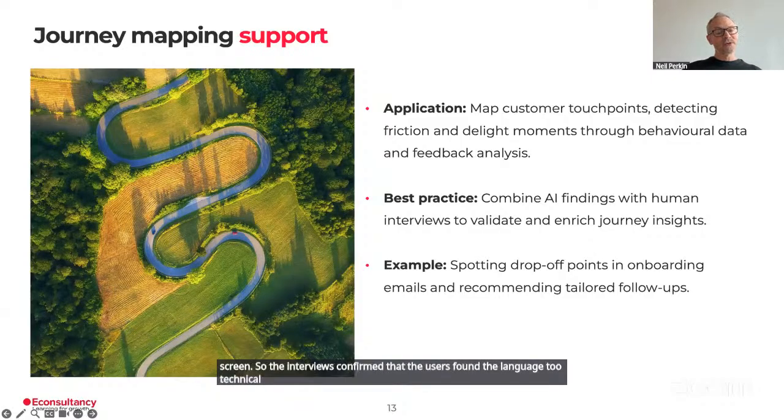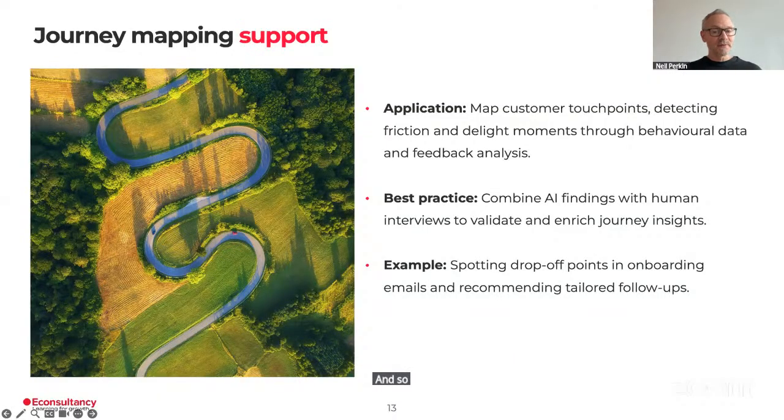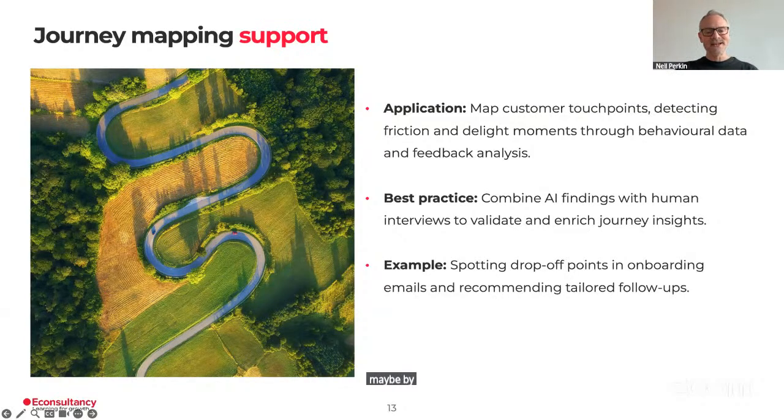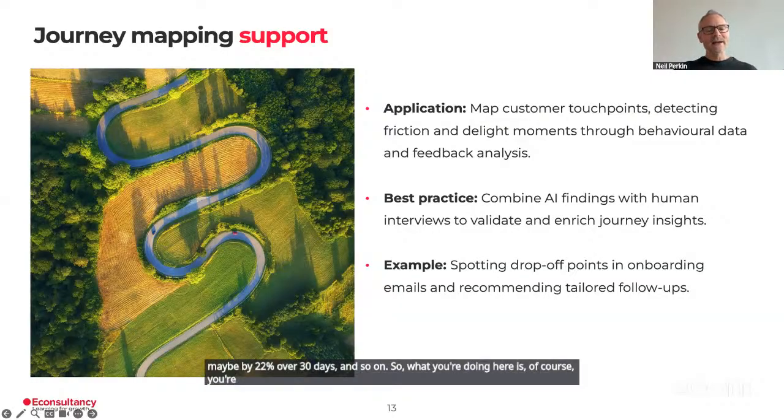So what you're doing there is you're using AI to surface the issue, and then maybe using in-person interviews or your human-based research to actually validate what the AI is discovering. And so then you could simplify the copy, adding a sort of skip option, and you might find that retention rate rises maybe by 22% over 30 days and so on. So what you're doing here is, of course, you're really thinking about identifying issues and opportunities across the journey.